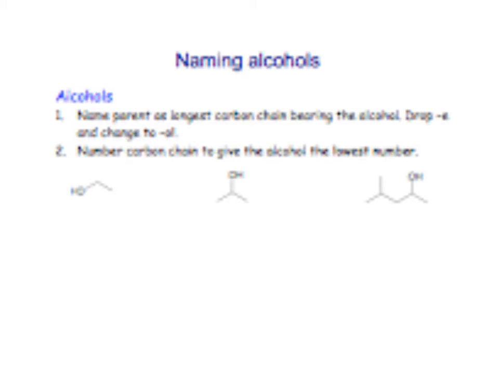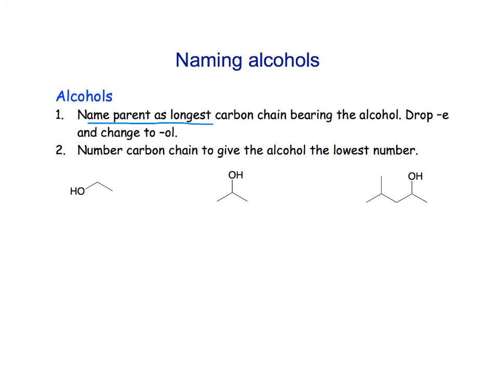Alcohols are a higher priority functional group, and so we're going to name them using a suffix rather than just a prefix. When we name alcohols, we will name the longest parent, just like usual, but we're going to make sure that it includes the alcohol. Even if the alcohol is part of a shorter chain, we're going to use that shorter chain to be the parent. We're then going to drop the E from the alkane name and add OL, which is going to mean alcohol.